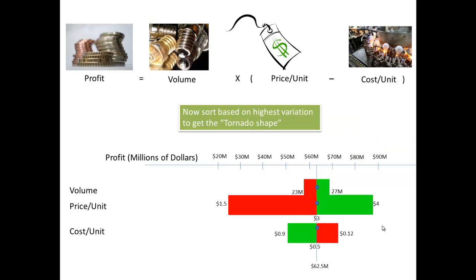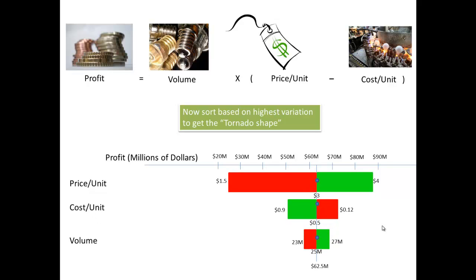So now we'll sort this based on the highest variation being on top, and we get the tornado shape. That's what gives us the tornado diagram. One important use of tornado diagrams is to help us debug our model and also question our assumptions. In this case, we notice that volume has a terribly small range, only from 23 to 27 million units, and this is very small for a new product launch.